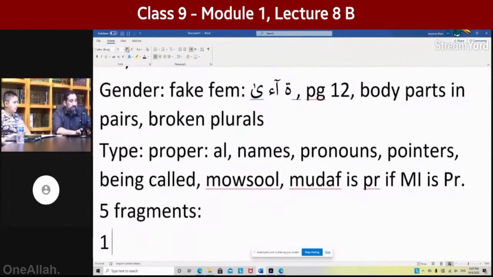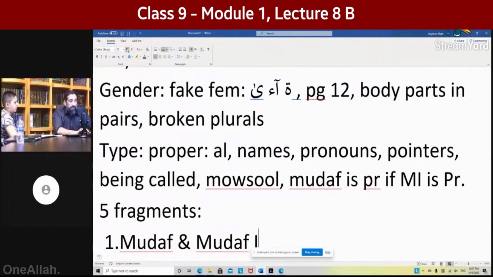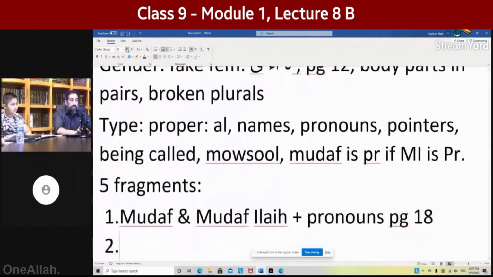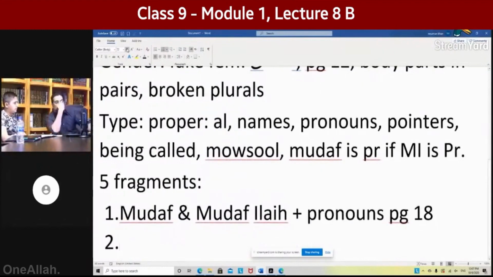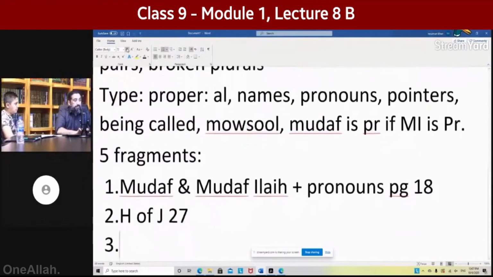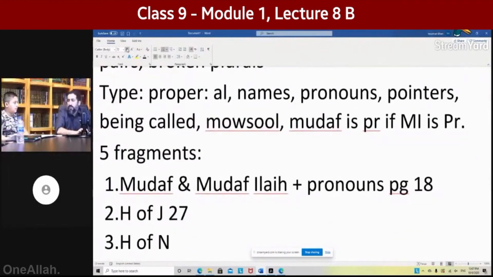The first fragment was mudaf and mudaf ilayh. Along with mudaf and mudaf ilayh, we studied pronouns on page 18. Those were the attached pronouns and when are they rafa, when are they nasab, etc. Then we studied harf of jar. Page 27. We did harf of nasab. What are the harf of nasab? Inna, anna, ka'anna, bi'anna, lakinna, la'alla, layta. Okay, fine. That's not a religious order, but I'll take it. I'll memorize it.